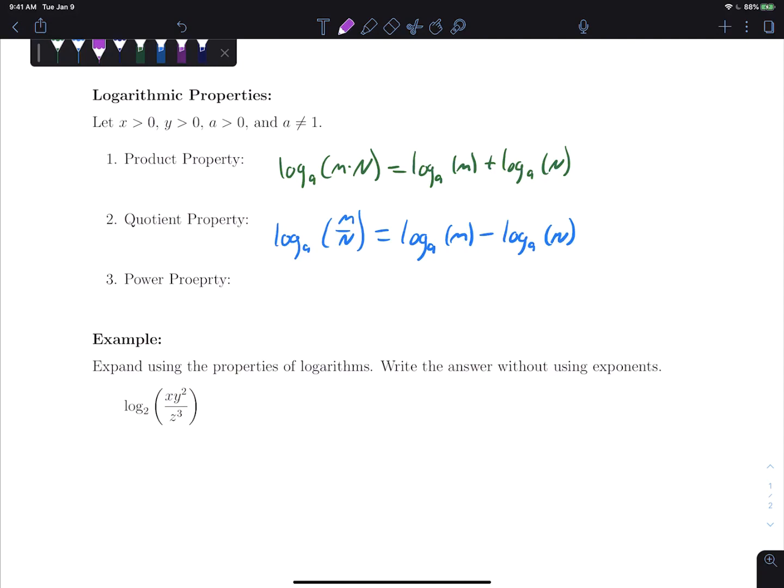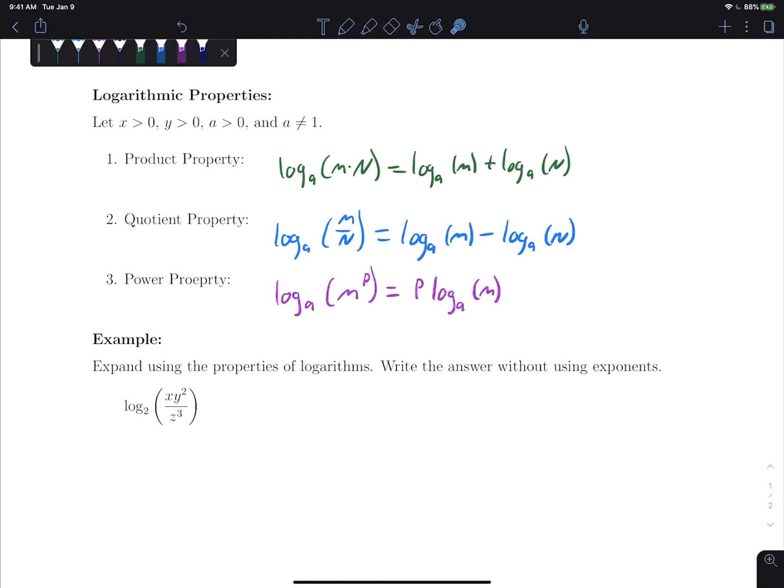Now for the power property. We have log base a of m to the pth power. This will be p log base a of m. In other words, when we have an exponent, it can come outside the logarithm as a coefficient.